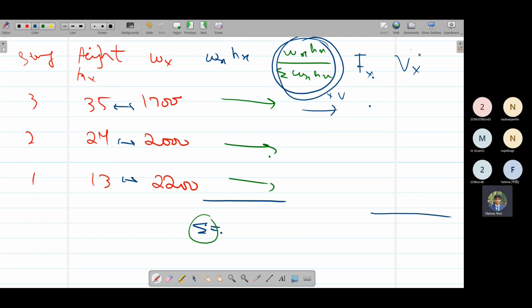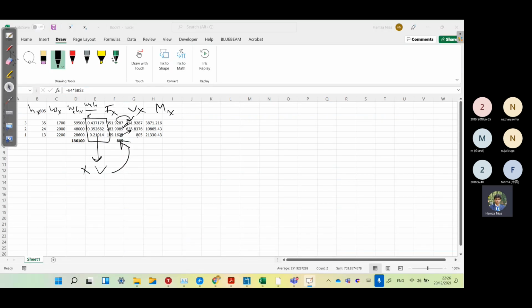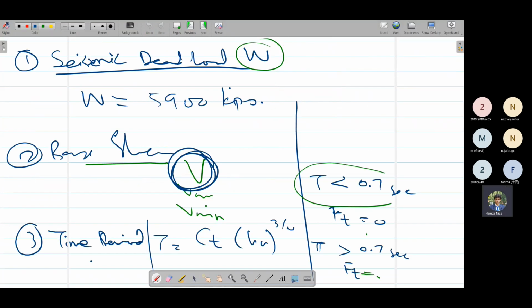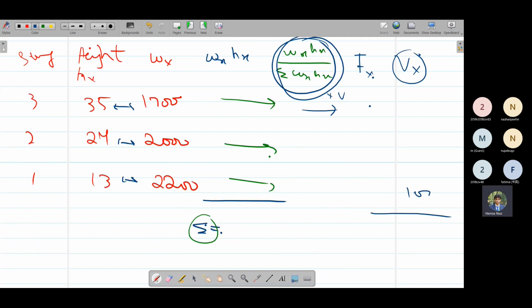The last value of Vx should be equal to our base shear here. For example, our base shear here was 1000, so the last value of Vx should be 1000. It means our calculations are okay. Otherwise, we have made some mistake in some portion.